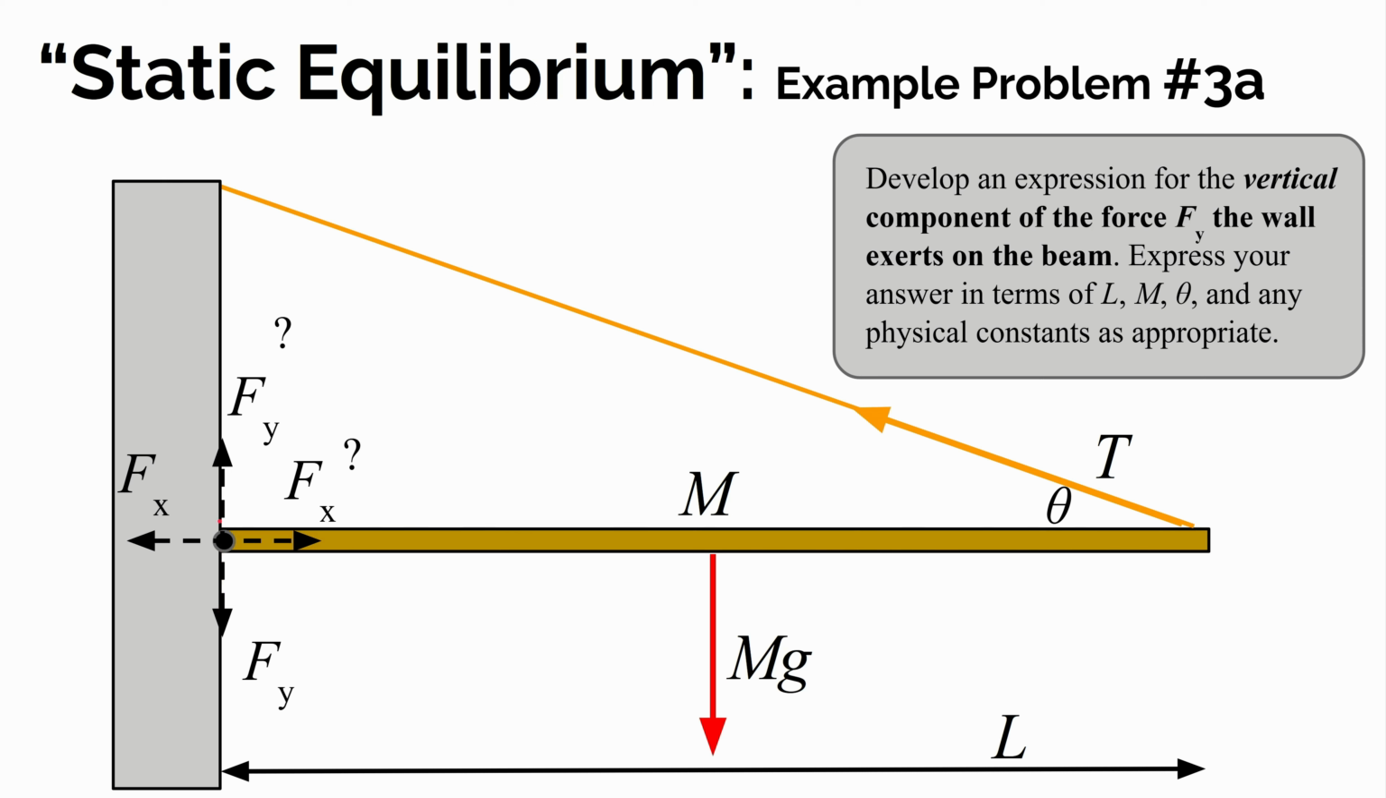And if so, how big is it? Well, remember, even though it might make sense to put the pivot point all the way at the left-hand side where it's attached to the wall, we can put the pivot point anywhere we want to figure out the physics problem that we're trying to solve.